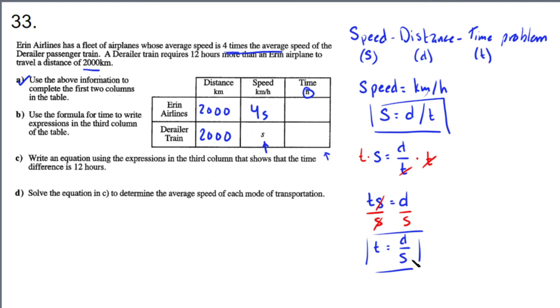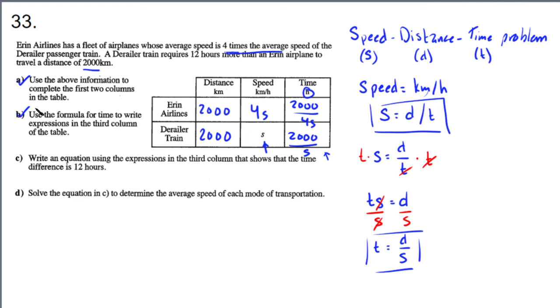And now what we want to do is express the time for the airline and the time for the train using this formula. Well, the distance is 2,000 kilometers. We know that. So we can write 2,000 in the numerator. The speed for the airline is 4s. For the train, the distance is the same. It's 2,000 kilometers. And for the train, the speed is s. Okay? So that's B.